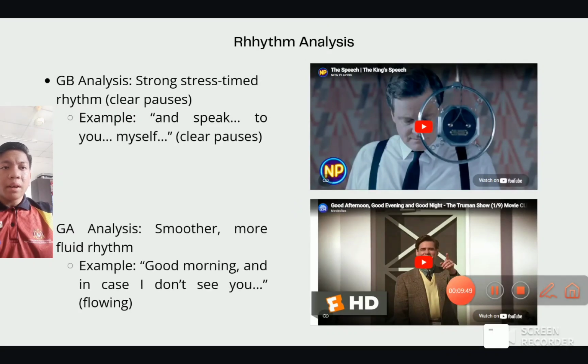And lastly, we go to the rhythm analysis. For General British, it has a very strong stress-timed rhythm, meaning it has clear pauses.